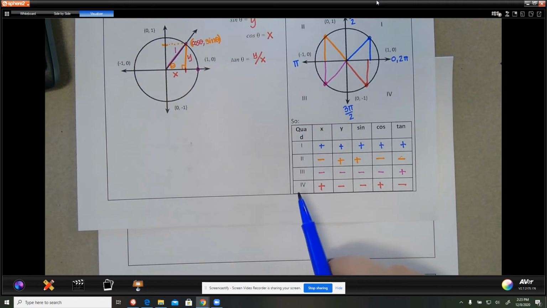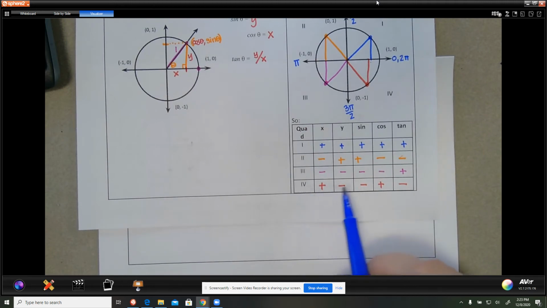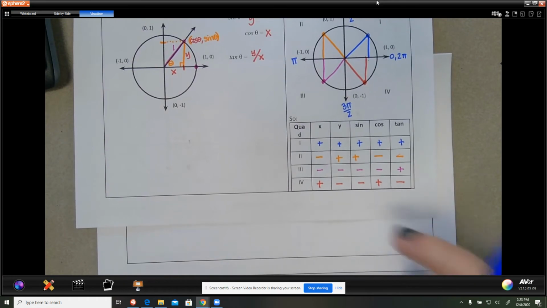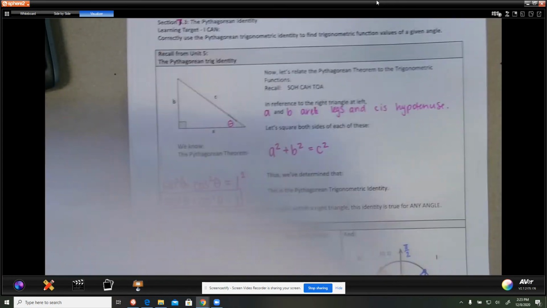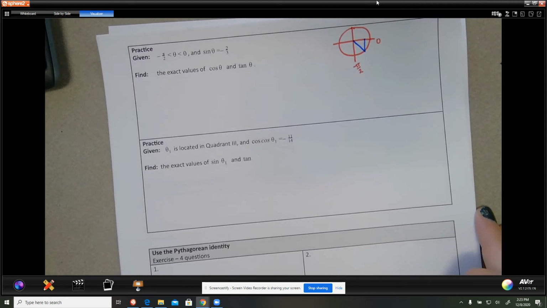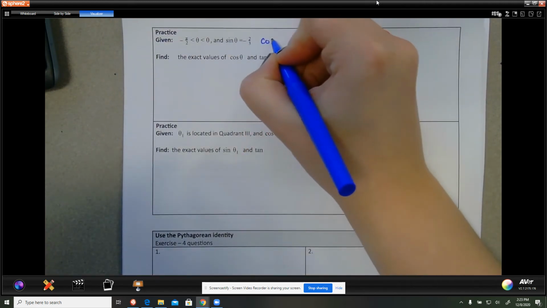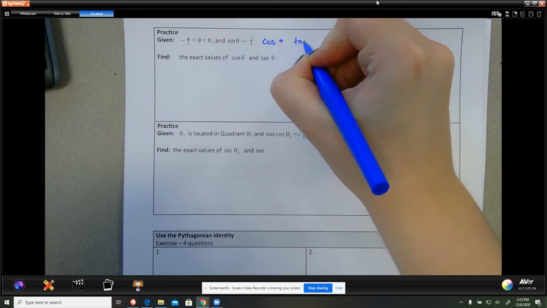We're in quadrant 4. So sine is negative, cosine is positive, and tangent's negative. So just kind of keep that in the back of your mind. I'm going to write it up here. So sine is negative. Yes, it is. Cosine is positive. Tangent is negative.